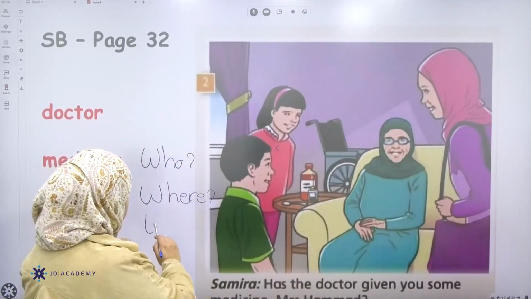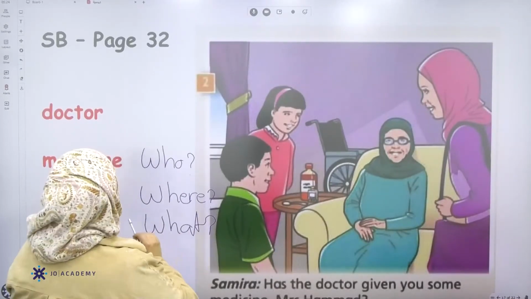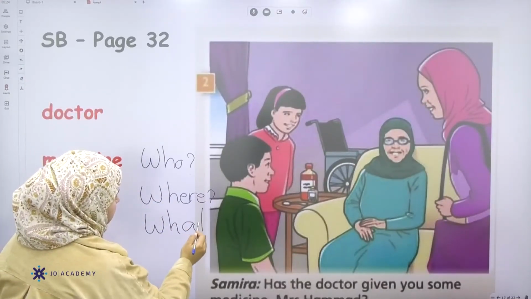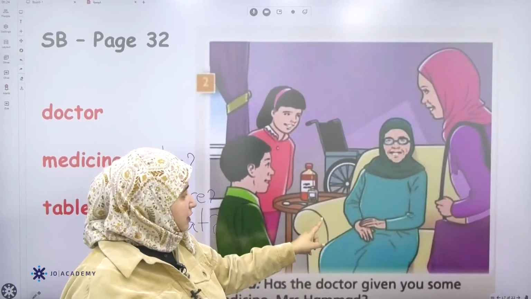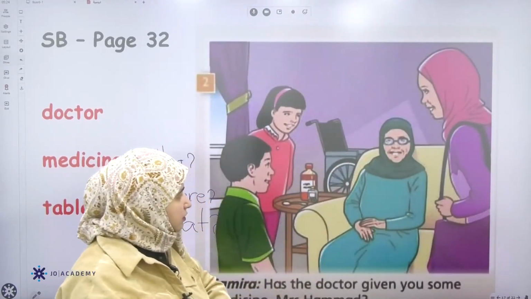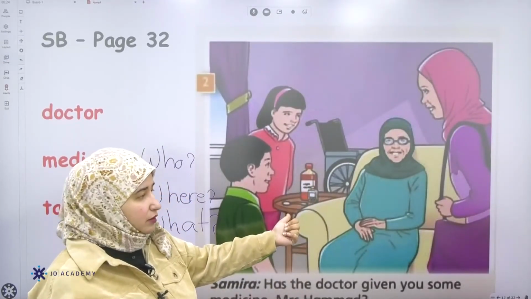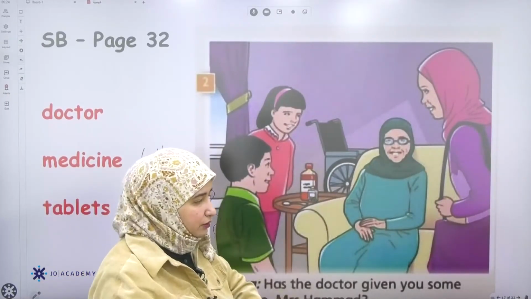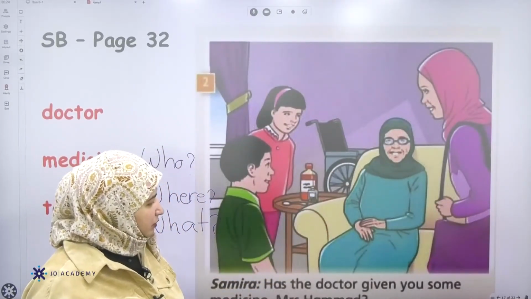Now what can you see? شو شايفين? What can you see? Chair. Excellent, a chair. Wheelchair. And medicine. Table. Okay. Window. So window, wheelchair, chair, medicine, and table.